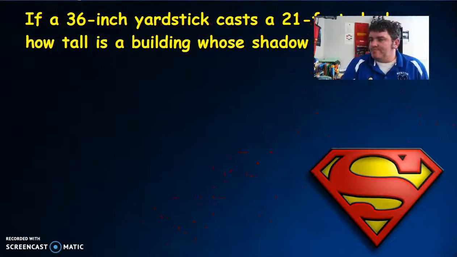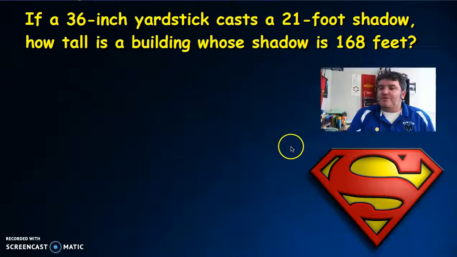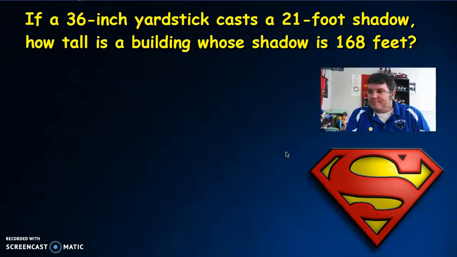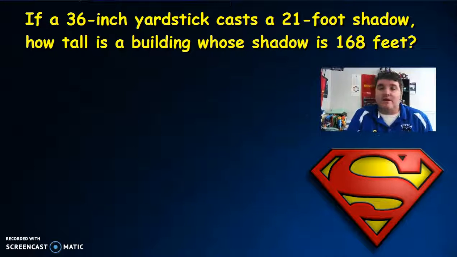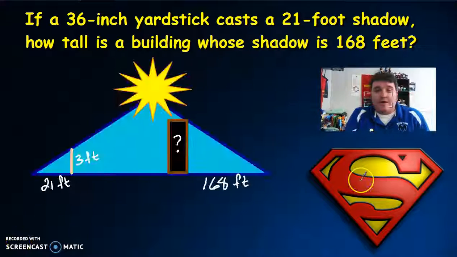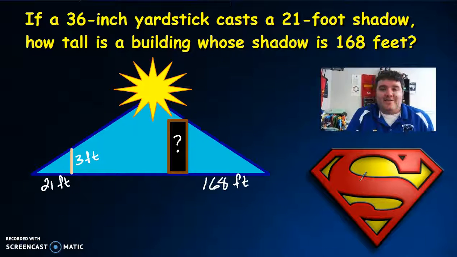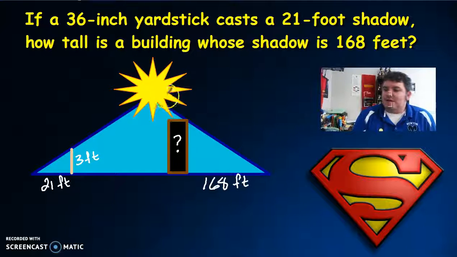Let's look at a word problem. A 36-inch yardstick, yes I know, casts a 21-foot shadow. So how tall is a building whose shadow is 168 feet? And through the magic of editing, I have an example. So here's the sun. The sun is casting down its light. On the building, it casts a 168-foot shadow. On the yardstick, which is 3 feet, I needed to convert the 36 inches into 3 feet. That way all of my units were the same. It casts a 21-foot shadow. And now I can solve the problem.